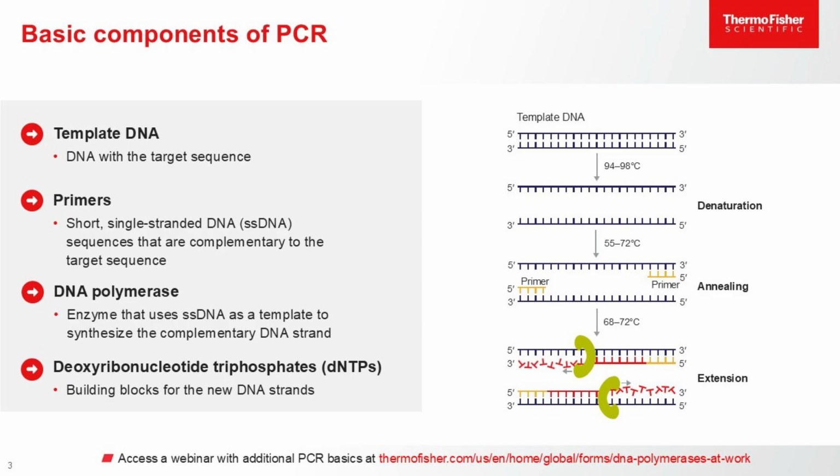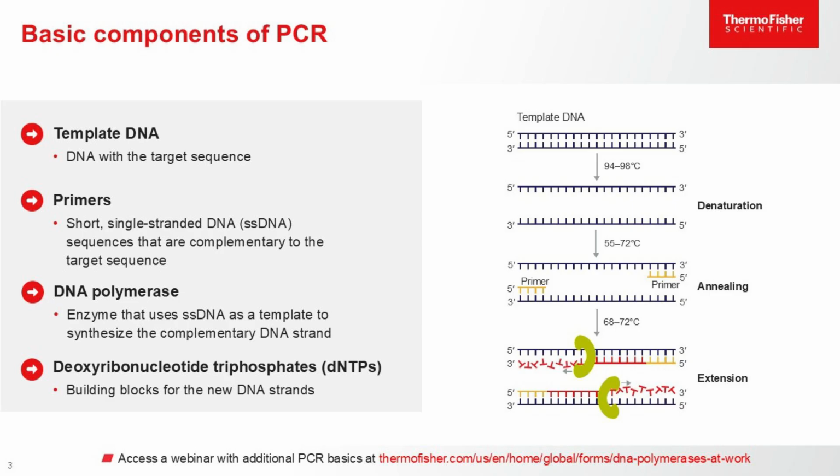Also, primers, which are short, 18 to 30 nucleotides long, synthetic single-stranded DNA sequences that are complementary to a DNA sequence of interest. Each primer has its own specific annealing temperature, which is crucial for the specificity and efficiency of the amplification. And deoxyribonucleotides, or dNTPs, are used by DNA polymerase to build the new DNA strand.